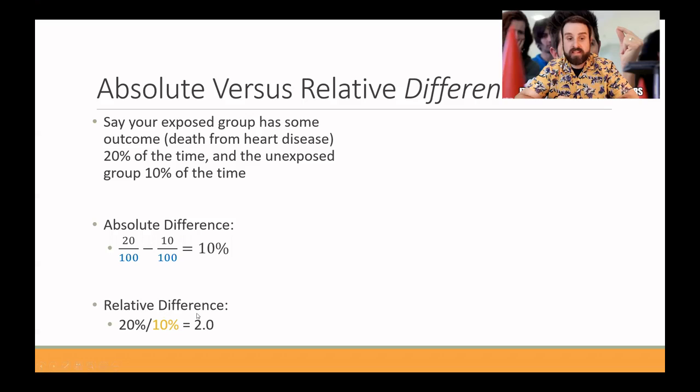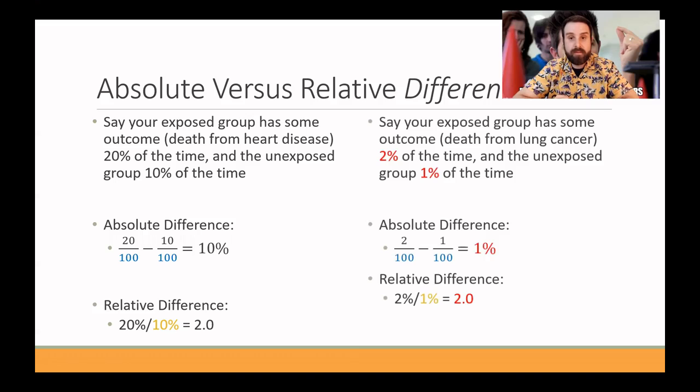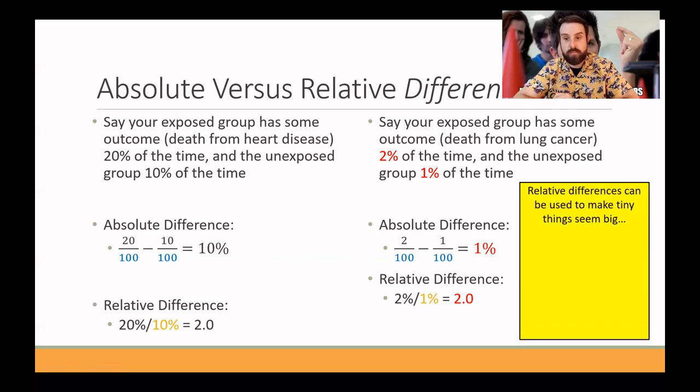Or we can look at a relative difference. We can take the 20% in our exposed group, divide it by the 10% in our unexposed group, and get 2.0. But let's say that instead of looking at death from heart disease, we look at death from lung cancer. So in our exposed group, that happens 2% of the time, and in the unexposed group, 1% of the time. Our absolute difference is now 1% instead of 10%, but our relative difference is still 2.0. It still represents a doubling of risk in the exposed group.